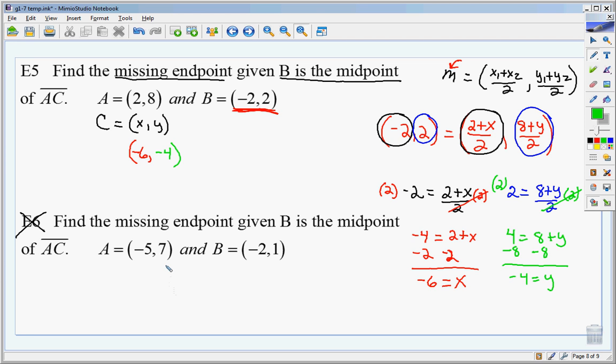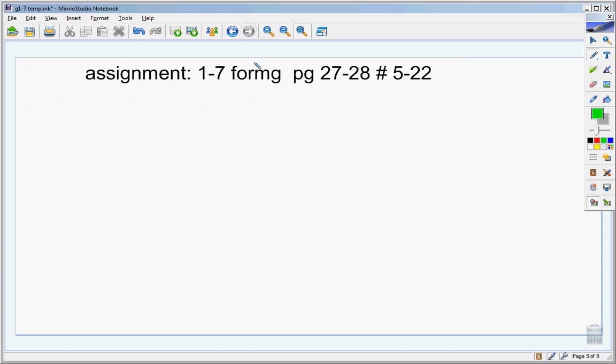Your assignment is out of your workbook today. It is the 1-7 Form G. It's actually just page 27, numbers 5 through 22.